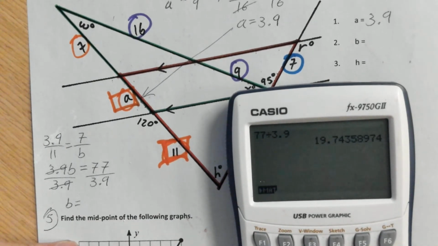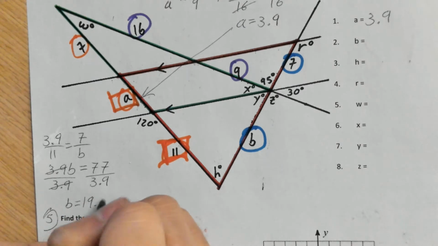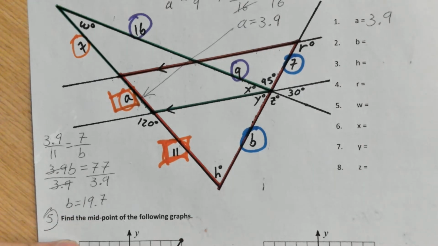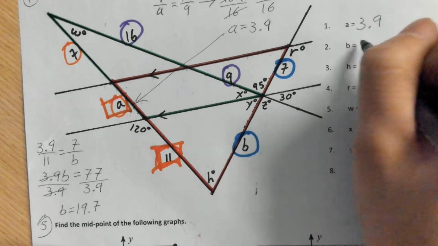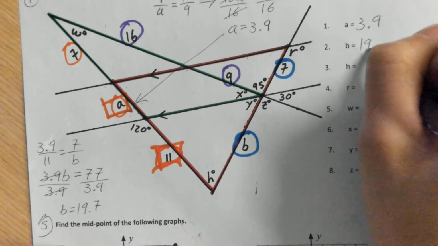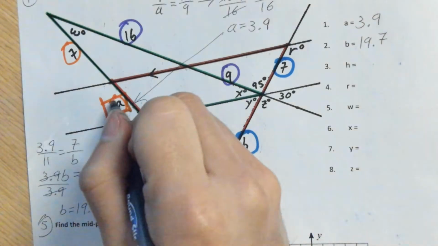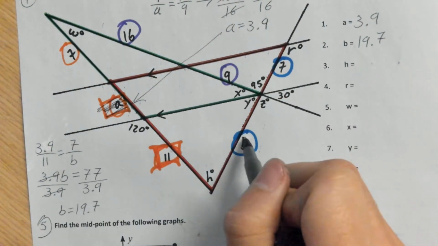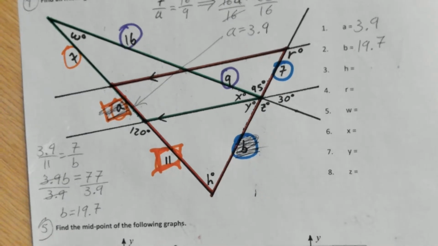And that gives us 19.7. So there you go. That's the value of b. So b is 19.7. We found this one. We don't have to worry about a anymore, we found b, and we don't have to worry about b anymore. So that's the side length.